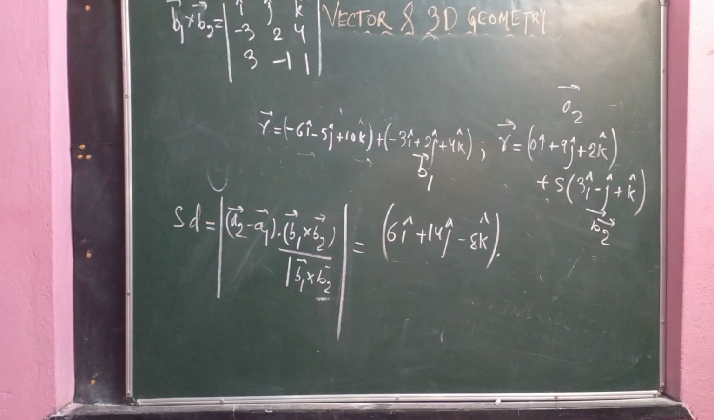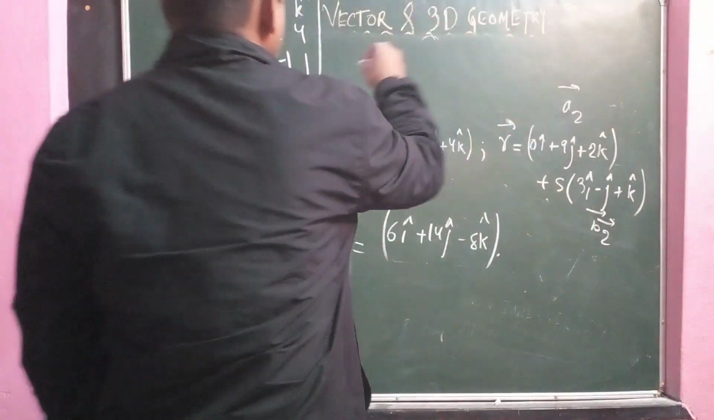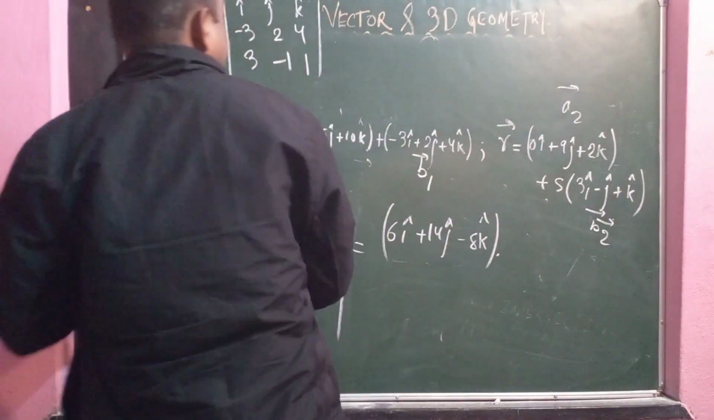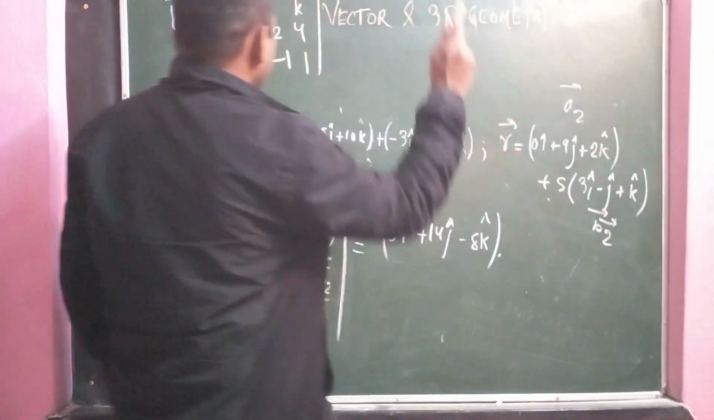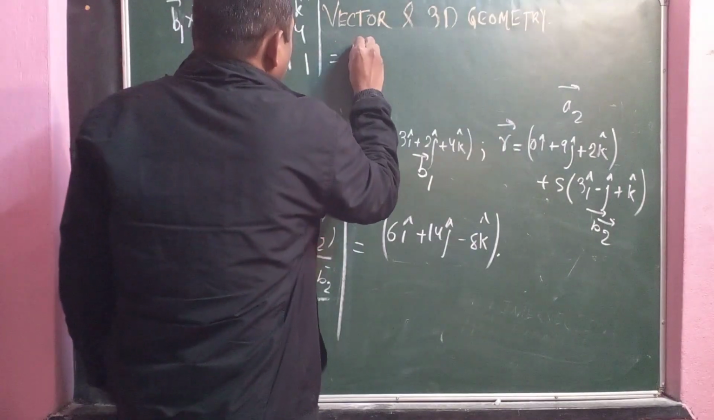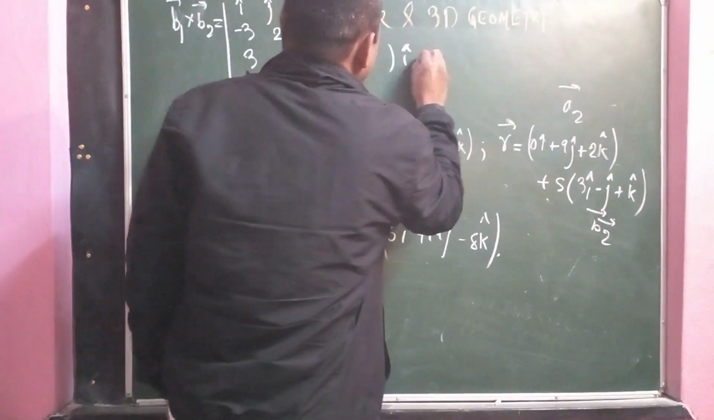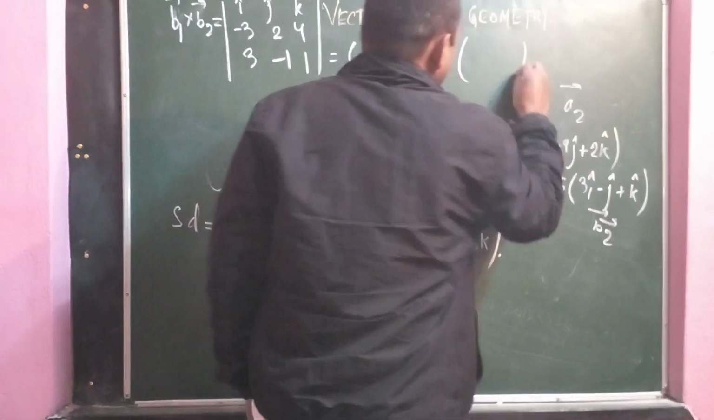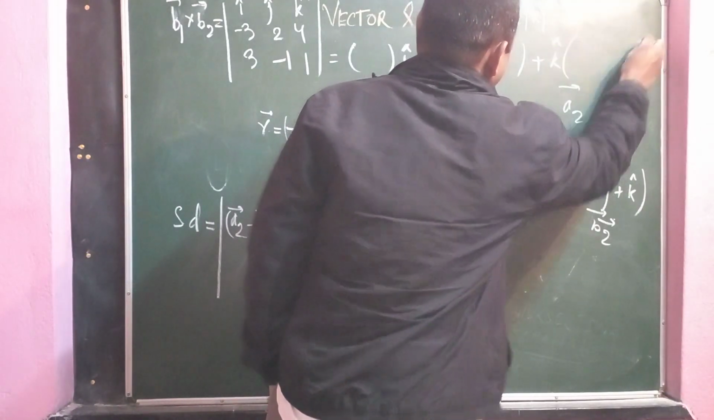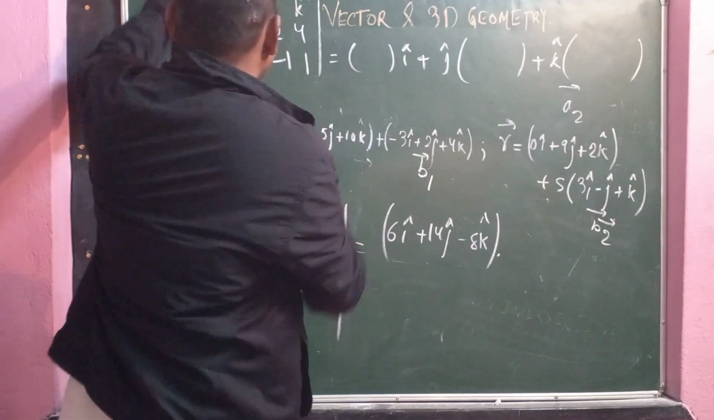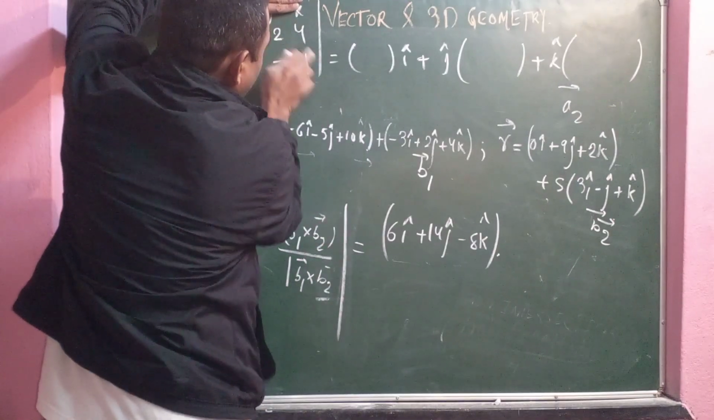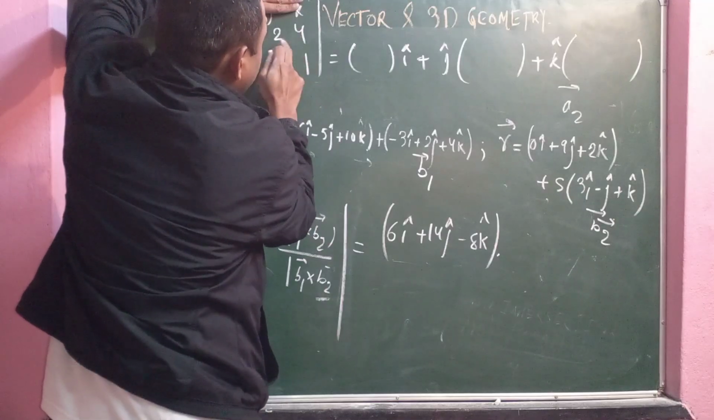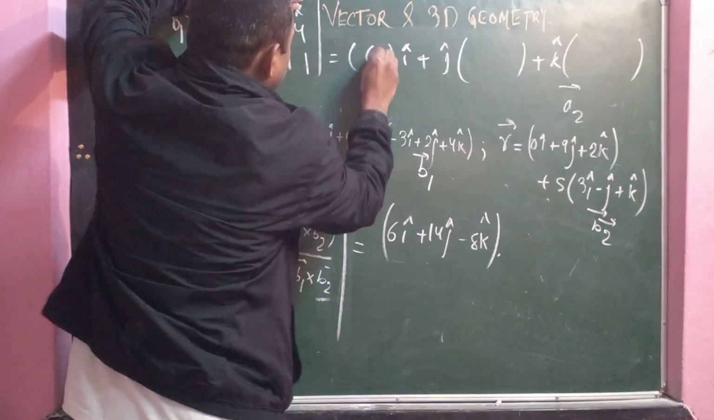I think you might understand from the physical demonstration. This is very important, at least one question will come from this. Every paper you will get this. So whenever you have to calculate i cap, erase this row and column and calculate this cofactor determinant. 2 plus 4, 6.